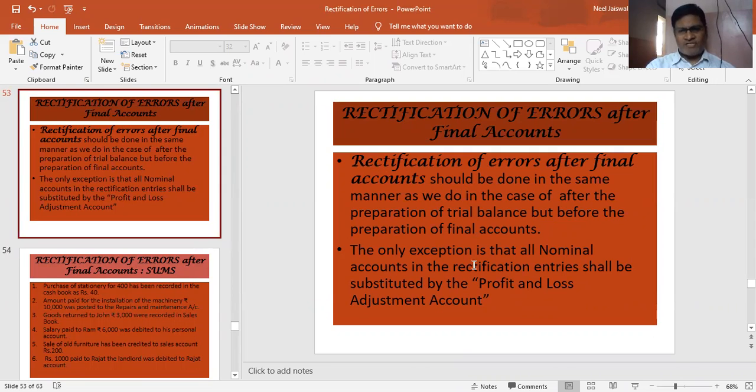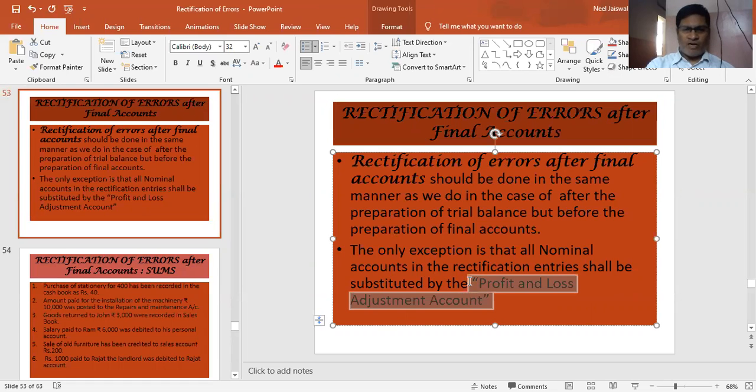But the only exception is that all nominal accounts in the rectification entry shall be substituted by the profit and loss adjustment account. Now, this is a very, very important line. All nominal accounts, that is sales account, purchase account, salary account, wages account, rent account, all the accounts which are nominal in nature, that is expenses, revenues, gains, losses, all these accounts will be substituted, their names will be substituted by the words profit and loss adjustment account.